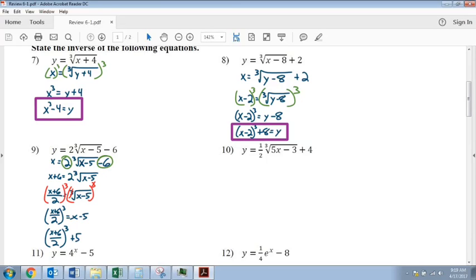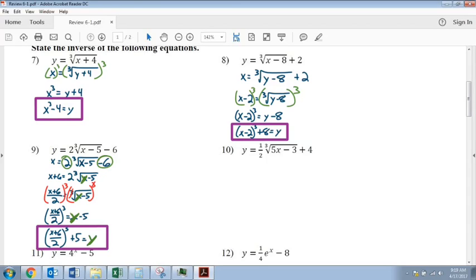plus 5 equals y. And you know what, I just realized I did that entire thing with x's instead of y's. That should be a y, that should be a y, that should be a y, and that should be a y. Oops, don't do that on your test.